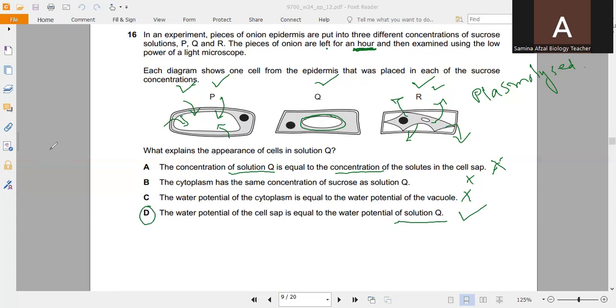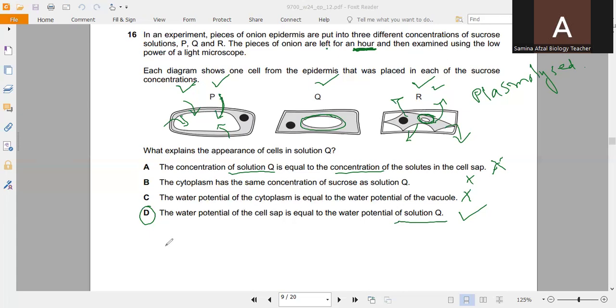All other options are not correct because they have talked about the concentration of solution and the concentration of cell sap and the concentration of cytoplasm. But the osmosis depends on when the water potential is high. So in this case, the water potential of the solution was high, so it entered. Whereas in R, the water potential was high in the cell sap, due to which you can see the vacuole is very small in size, so it is shrunk. So the cell sap has moved outside the cell. So in this way, I would like to say D is the correct option.